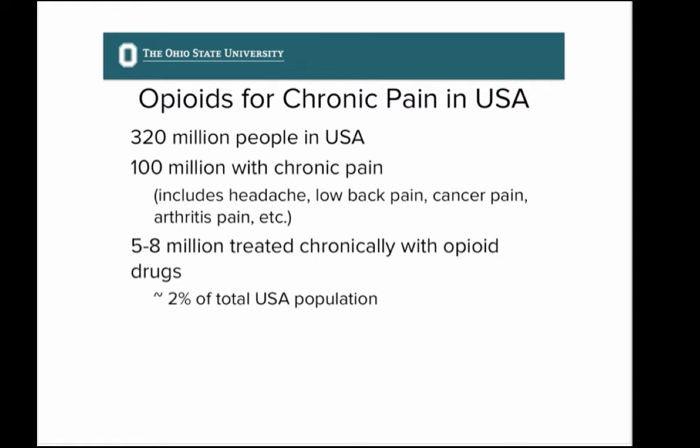This graph indicates that prescriptions for opioid drugs have increased substantially over the last 20 years. This is not because the incidence of pain has increased, but rather our customs, our strategies for treating it have changed. So what has accounted for this increase in opioid prescriptions?